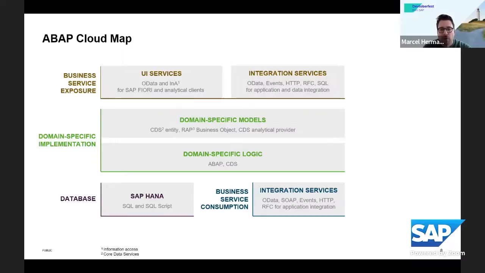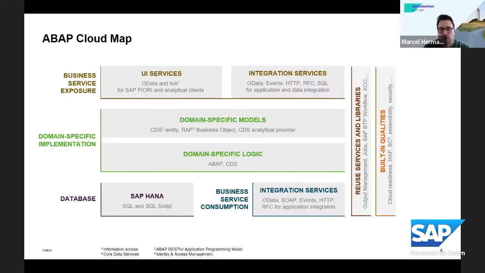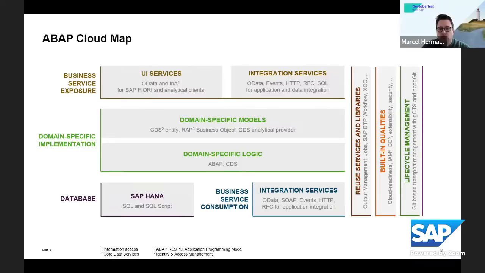And of course, ABAP always comes with a lot of end-to-end qualities, for example, reuse services and libraries. These are also part of ABAP Cloud, the output management for example, application jobs, workflow, and stuff like that. And also built-in qualities are provided, which is very important in the cloud, like extensibility, end-to-end cloud readiness, access management, business configuration, security aspects, all that which is very important for cloud applications. And of course, lifecycle management and tools are also beneficial in order to create applications.